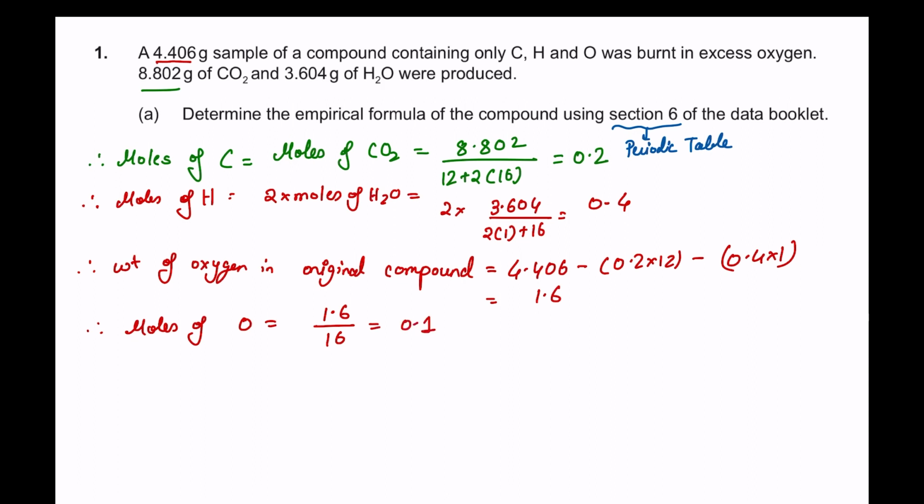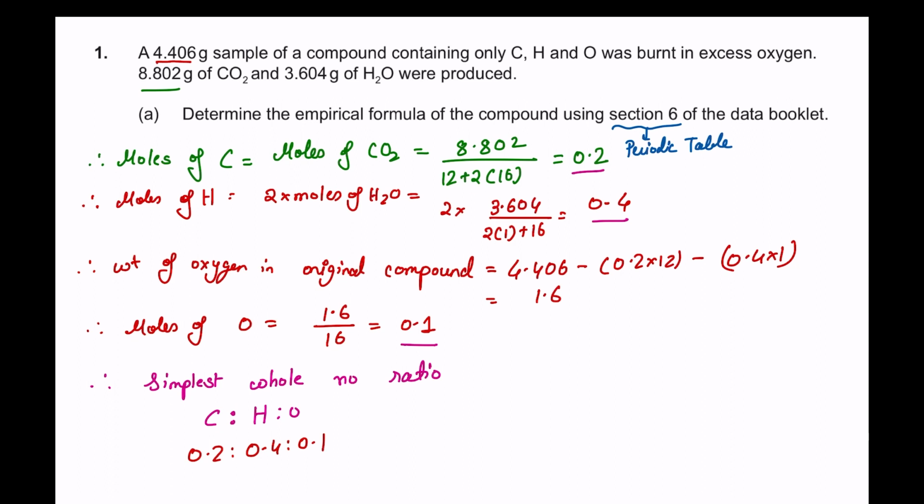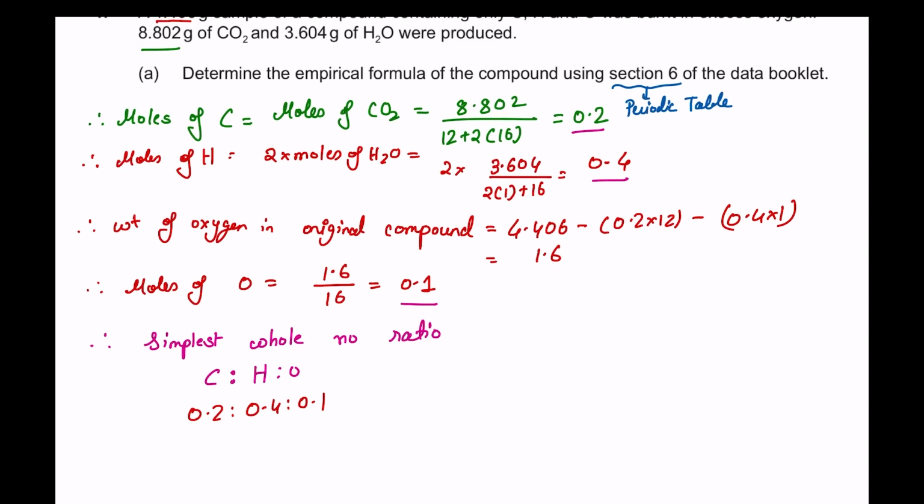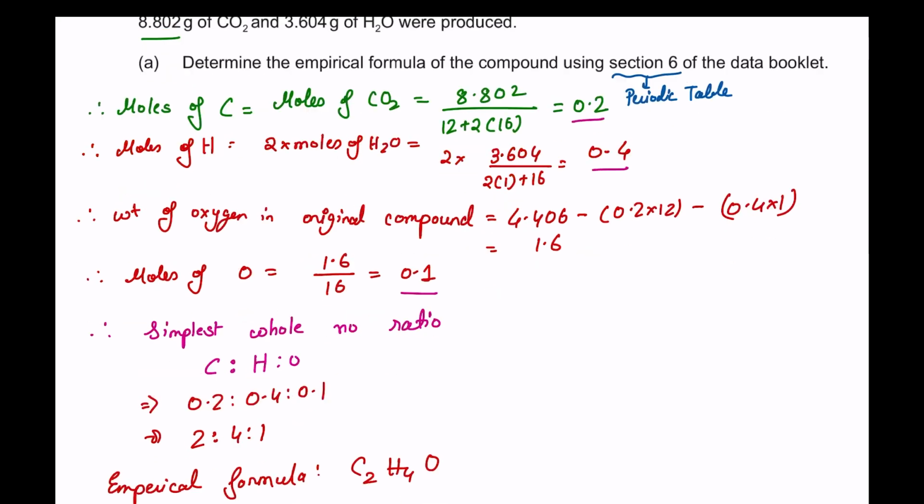Now we have to find out a simple whole number ratio between the moles of carbon, moles of hydrogen and moles of oxygen to find out the empirical formula. So the simplest whole number ratio should be done between carbon is to hydrogen is to oxygen. Let's put in the values: 0.2 is to 0.4 is to 0.1. Obviously, if you multiply each of these ratios by 10, then we'll get 2 is to 4 is to 1, which is the simplest whole number ratio. So from here, we can say that the empirical formula is C2H4O. So that's the answer to the first part of this question.